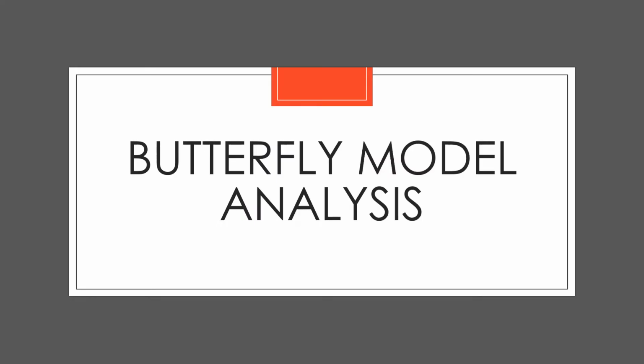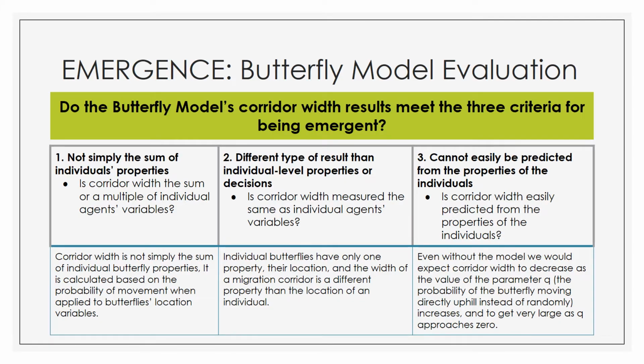Now let's see how these three criteria apply to the butterfly model. The first step is to identify the specific model outcomes we're considering. The specific numerical results of the butterfly model that we've been focusing on are the widths of corridors that groups of hill-topping butterflies use as they migrate. These outcomes result obviously from the one decision that model butterflies make, whether to move uphill or randomly at each time step. So, do the butterfly model's corridor width results meet the three criteria for being emergent?